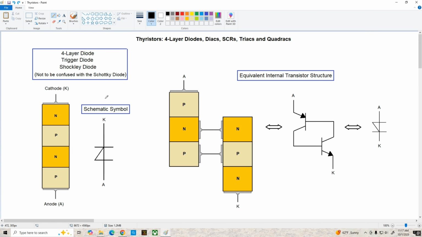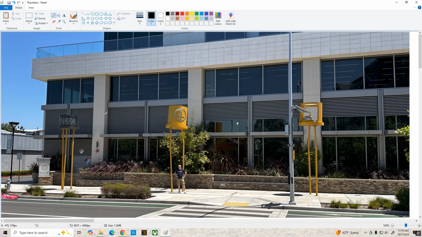And just as a point of interest, I happened to be out in Mountain View, California not too long ago, and I got this picture standing in front of the original location for Shockley Semiconductor Laboratories. This is considered the birthplace of the Silicon Valley, and right behind me here is a giant 4-layer diode, which I thought was kind of cool, so there you go.